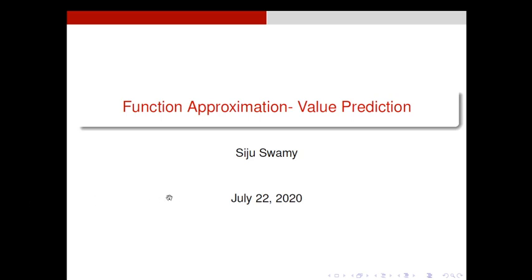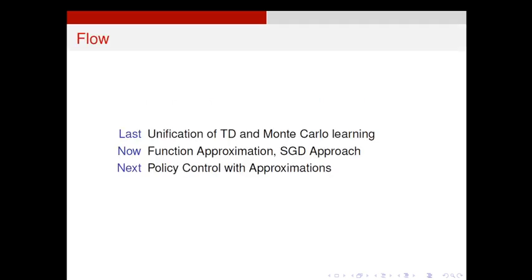Today we are going to discuss the function approximation value prediction. In the last session we have seen how the TD and Monte Carlo methods are unified with the help of the TD lambda learning method. In the TD lambda modern view we have discussed how we can view TD lambda in forward view and backward view. At that time we explained how the concept of function approximation is introduced in the value updation formula.